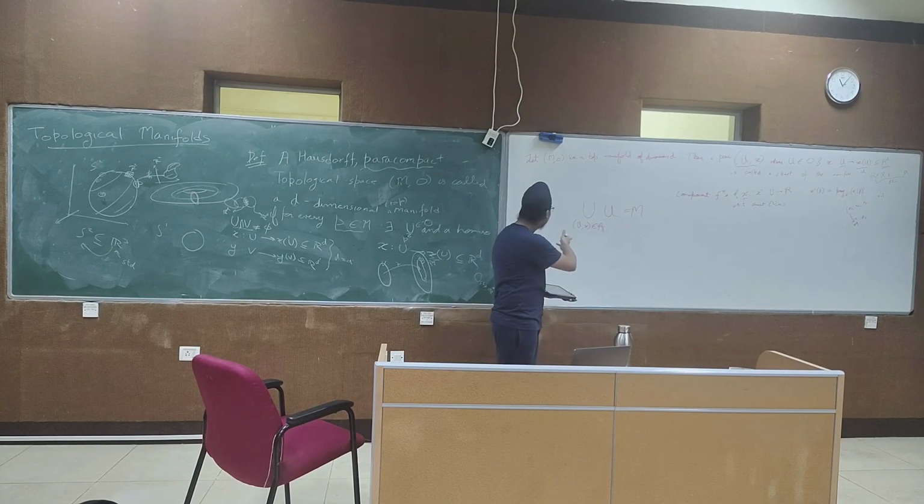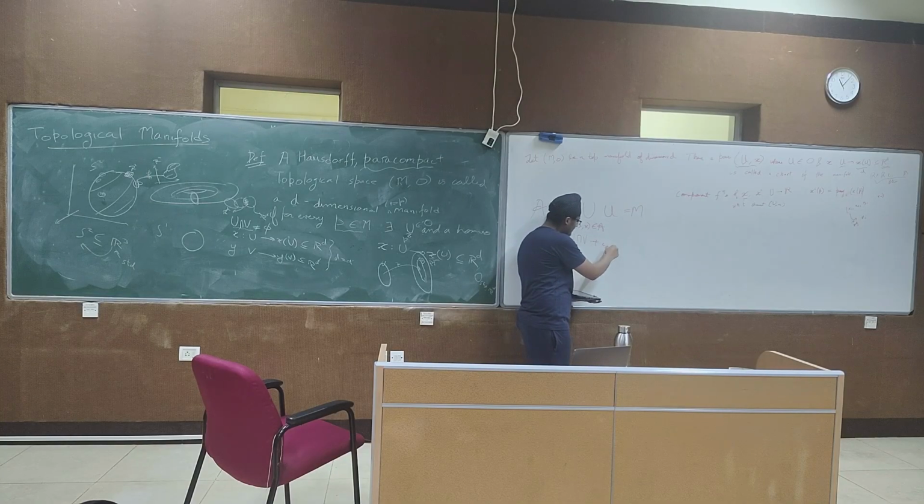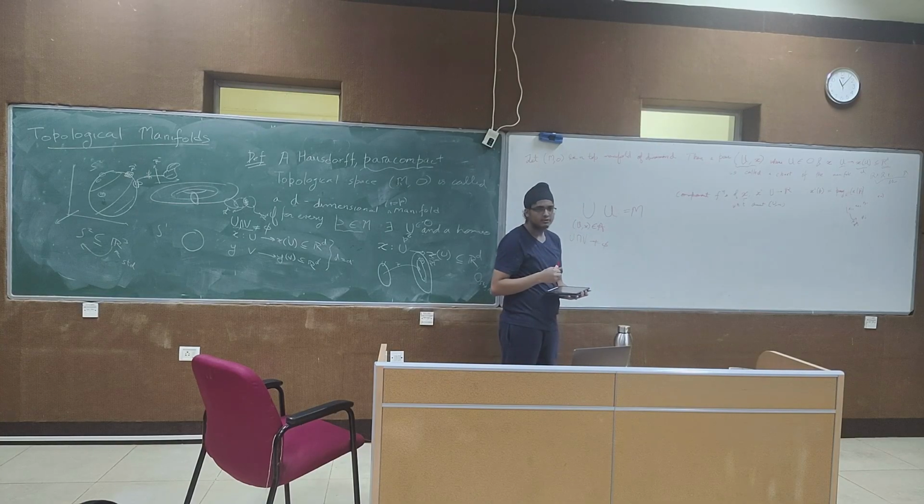So I define an atlas like this. Now obviously when I just take a union here, there might be some charts U and V in the atlas such that their intersection is not null. So there might be charts which contain some same collection of points.